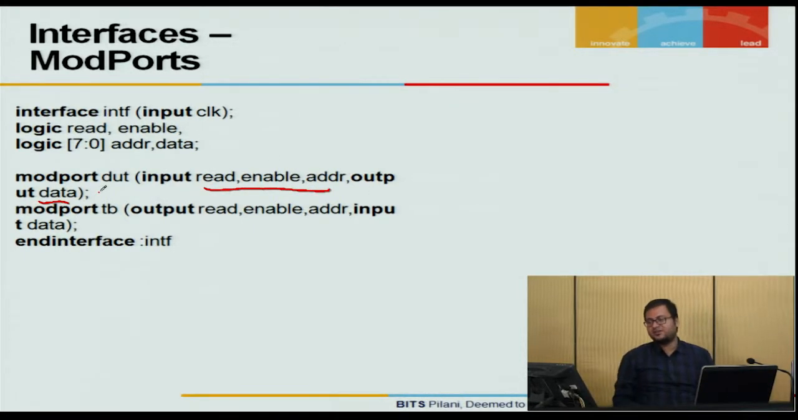So comprehensively you can say that the DUT takes input as read, it takes input as the enable, it takes input as the address, and it produces the output as data. Now in case of the test bench, what it does is that the test bench generates the values as input. So it will generate the read signals, the enable signal, and the addresses, and it will take the data from the DUT as input. You can refer to the previous slide in which the test bench generates values and takes in the result.